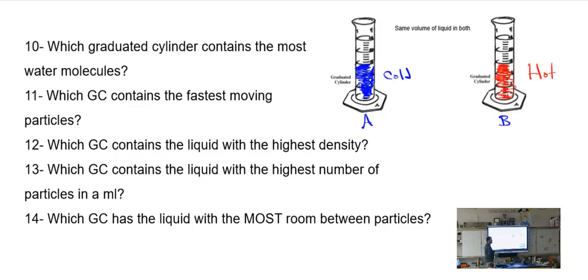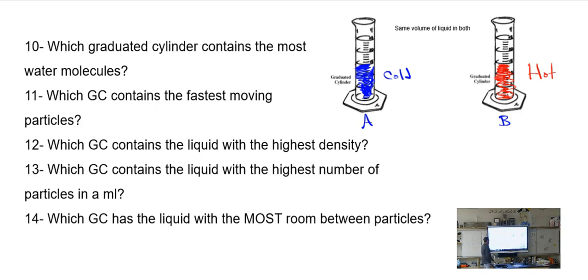3 questions. These are on the test. They come from the very first thing we did. This is a graduated cylinder. We're going to call it A, of cold water. B has hot water. The volumes are the same. The only difference is their temperatures. See if you can answer these 3 or 4 questions.